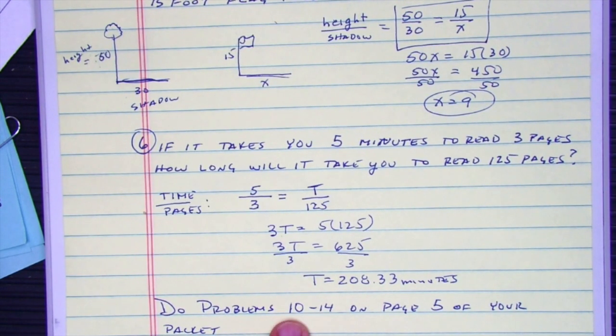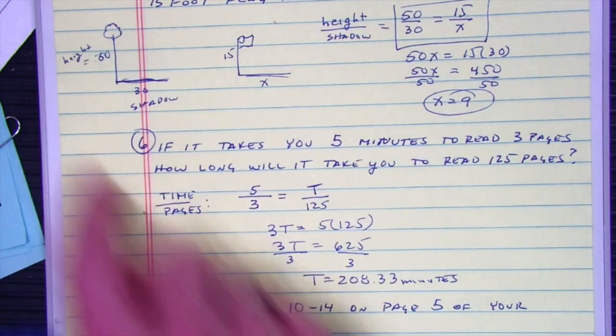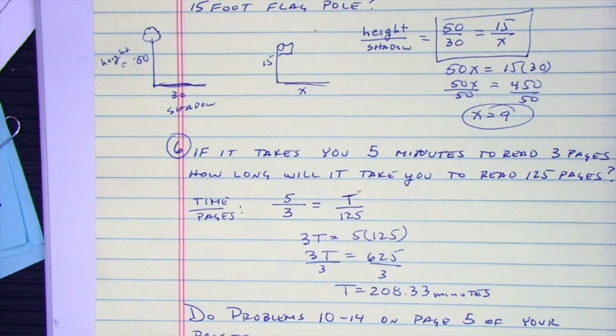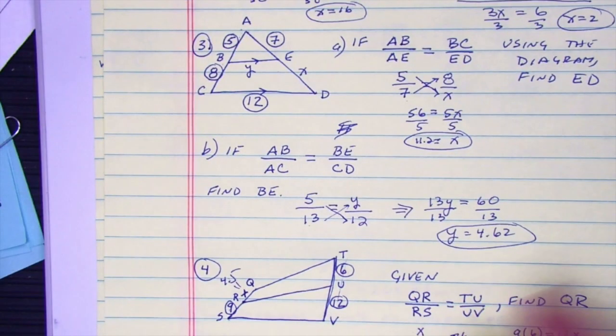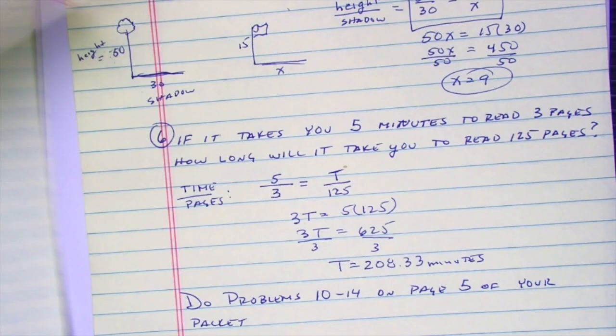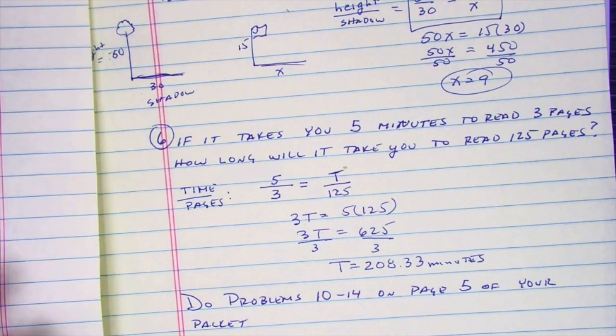All right, now you're going to go to your packet. I want you to do pages 10 through 14. You're going to see a couple like these in there, and you're also going to see a couple like these. That's page 5; you're doing just 10 through 14. Okay? Thank you.